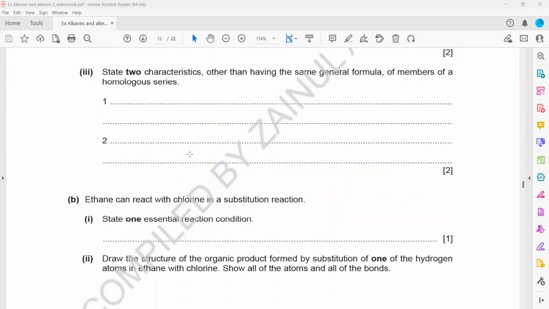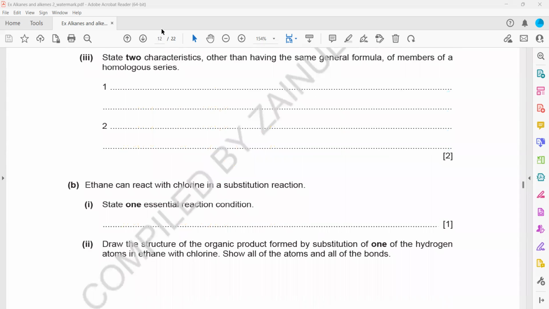State two characteristics, other than having the same general formula, of a homologous series: same functional groups and similar chemical properties.